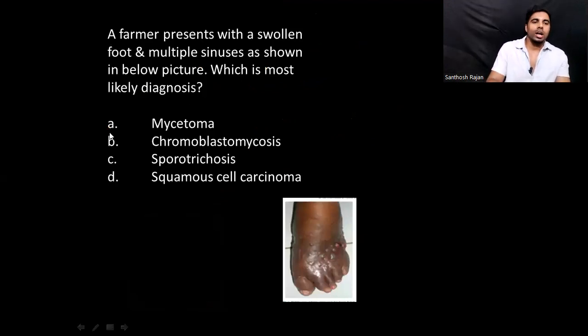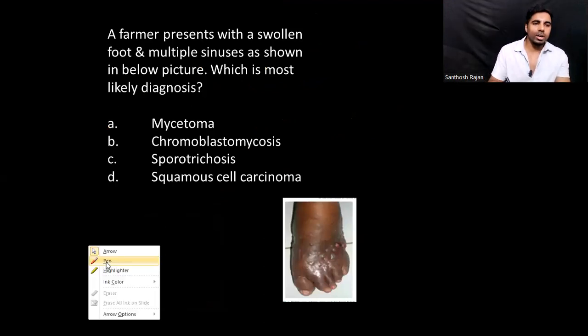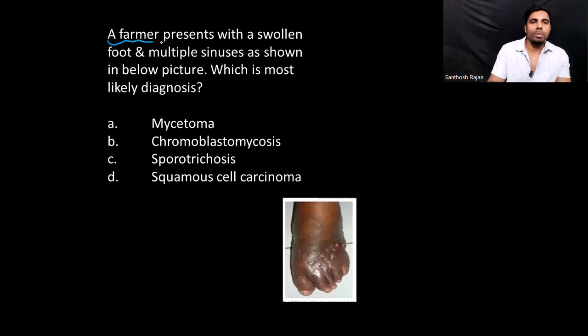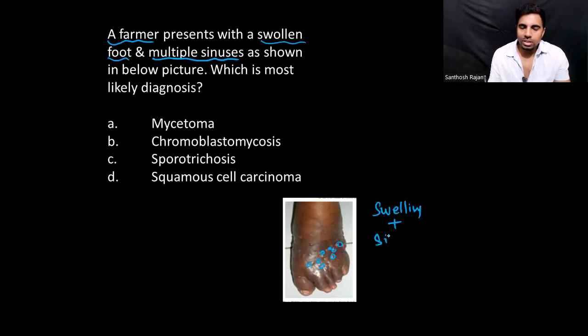Next question. Now the farmer here. Another important question. A farmer presents with a swollen foot and multiple sinuses as shown in the picture. What is the most likely diagnosis? You see, there are multiple sinuses. So you can already say there is swelling, with sinus, and there's a discharge also. But here they haven't mentioned it, only the swelling is given. So this combination of swelling plus sinus plus discharge.